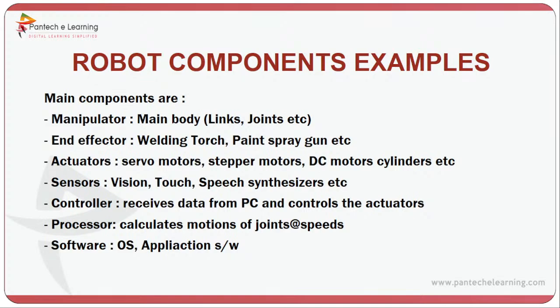And then the processor, we can note that it is used to speed up the system. Then the controllers receive the data from the PC and control the whole set of actuators. Then sensors may be a vision sensor, a touch sensor, or a speech sensor, any sensor you can give. Actuators are servo motors, stepper motors, and hydraulic cylinders; the motors come under the actuator. An end effector is a welding torch or a paint gun. Many IoT or other industrial robots use this type of end effector, which we will see in the next slides. And the manipulator is nothing but the main body, which contains links and joints.